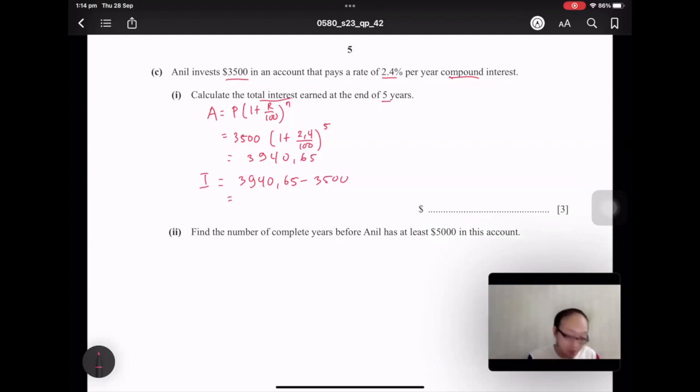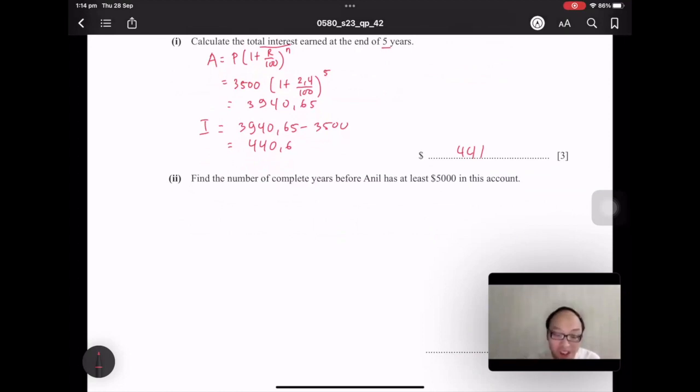So minus 3,500, it will become 440.6, or it's equals to 441 in 3 significant figures.